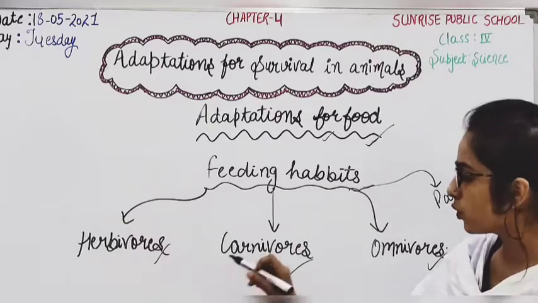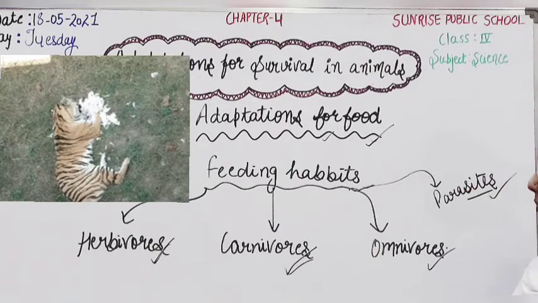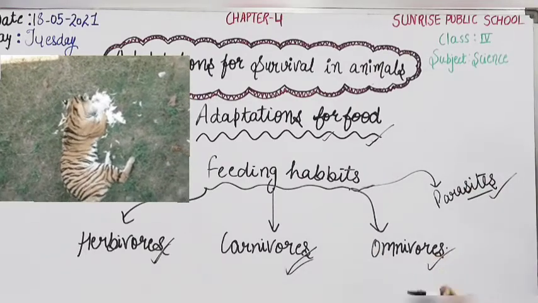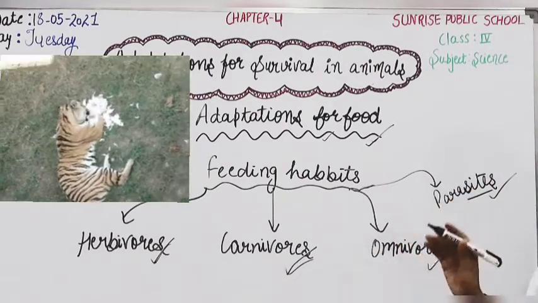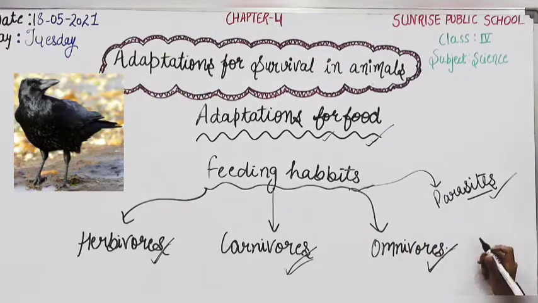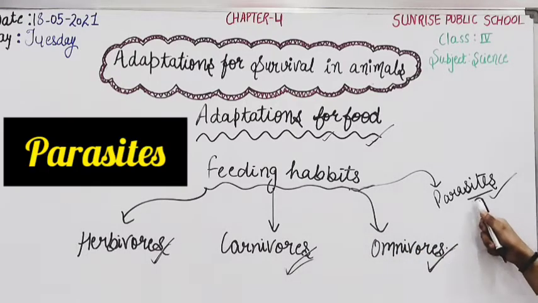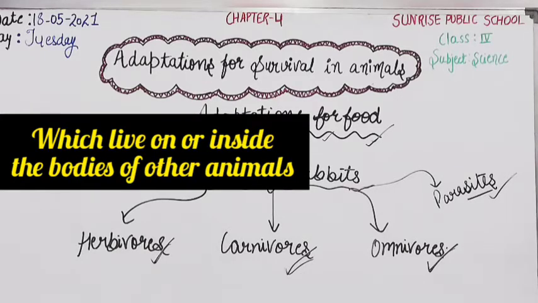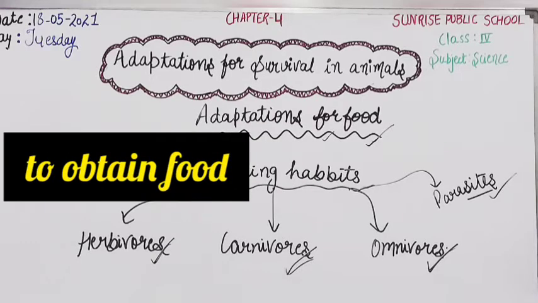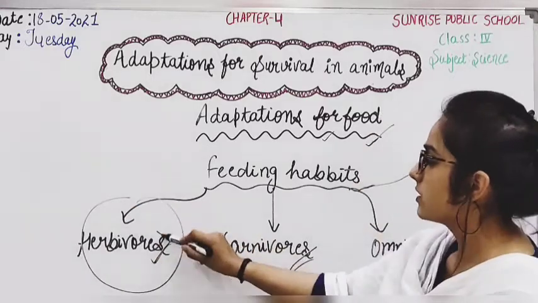Herbivorous animals are those animals which eat only plants. And carnivorous animals are those animals which eat other animals. They eat the flesh of the other animals. And omnivorous animals are those animals which eat plants as well as animals. And the parasites are those animals which live either on or inside the bodies of the other animals to obtain food. Okay, so now let's discuss herbivorous animals in detail.